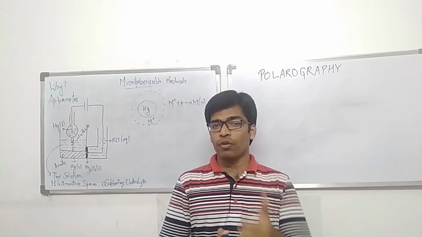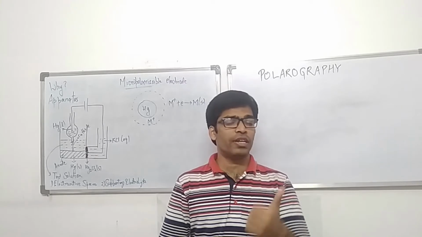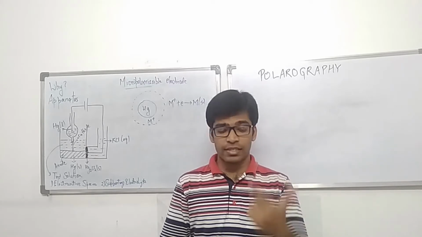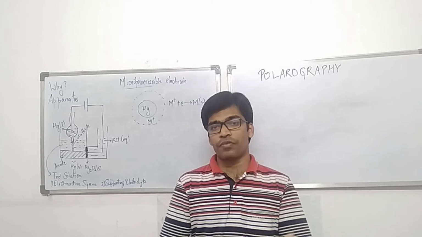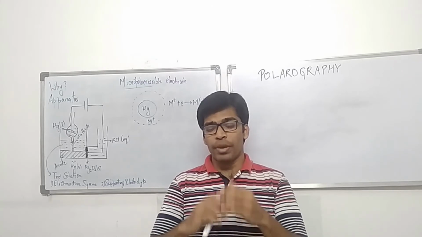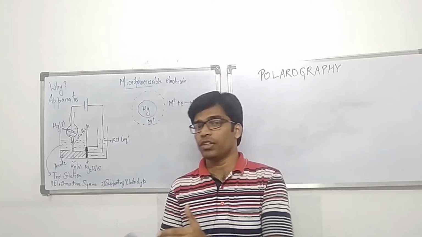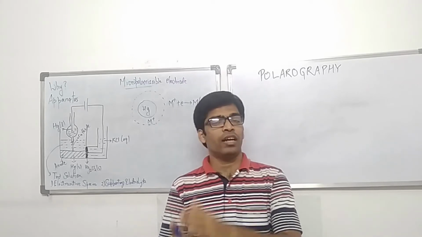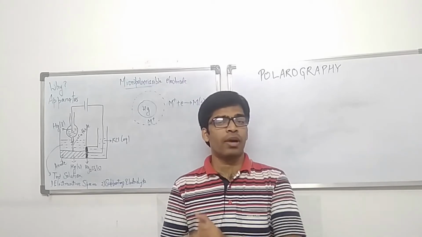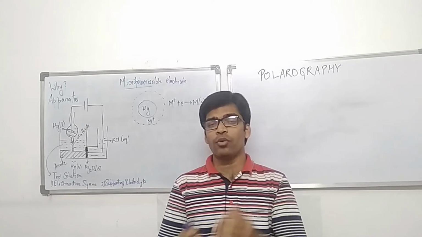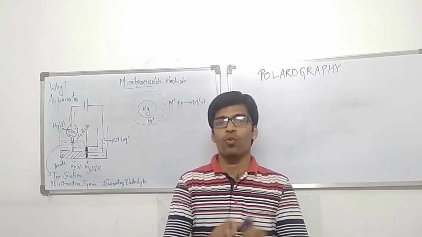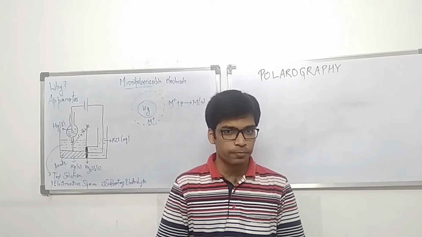Now, what do we want? First, we want the surface area to be decreased, and the second, we want to renew the surface. That means we want to make the surface again available to do further reactions. Now, in conventional methods, this can only be done by either changing the electrode or by doing some further reaction on the surface which removes the layer which has been deposited on it.